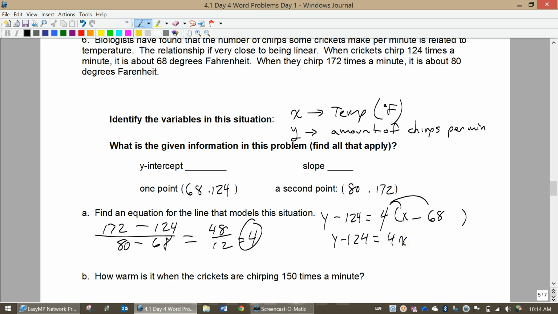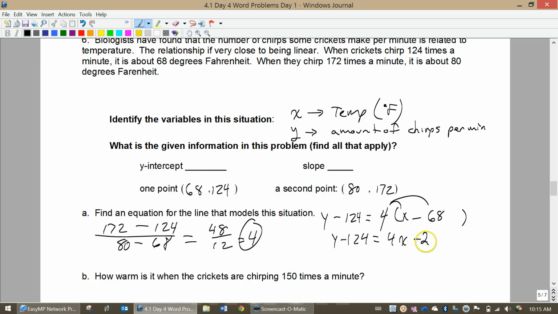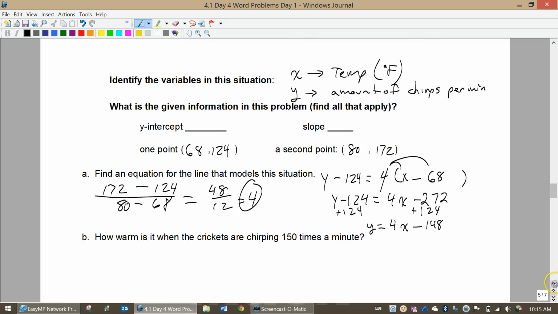What is 4 times 68? Do I get that? It's 408, negative 408. It should be. It's not. The slope is 4, not 6. You'll get 408 if you use the slope as 6. 4 times 68 is going to be 272, and then we're going to add 124 to both sides. So minus whatever that is subtracted. What do you get when you do negative 272 plus 124? Negative 148. And then that's our equation.